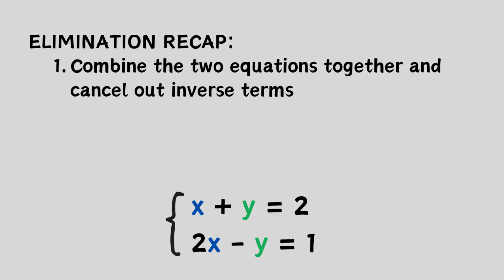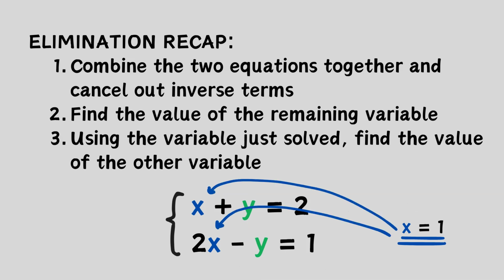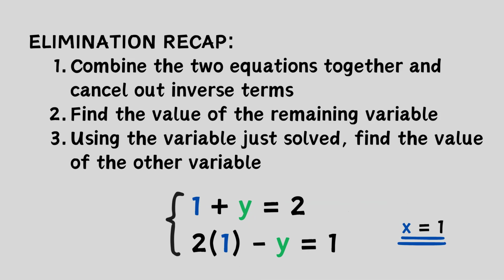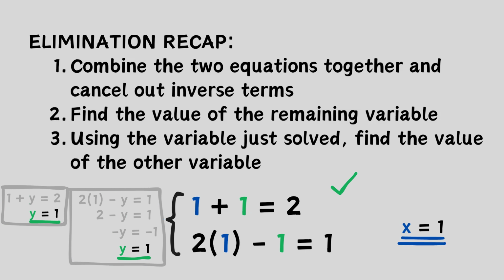And to use elimination, if we can cancel out a variable, we begin by adding the two equations together. Then, we solve for the variable that's left in the equation. And finally, we substitute the value of the variable we just found out into one of the equations to find the value of the variable we canceled out earlier.